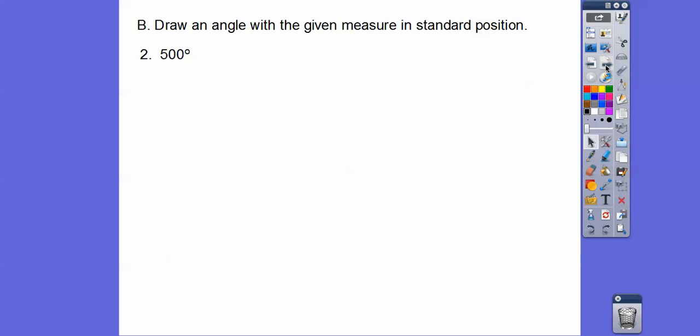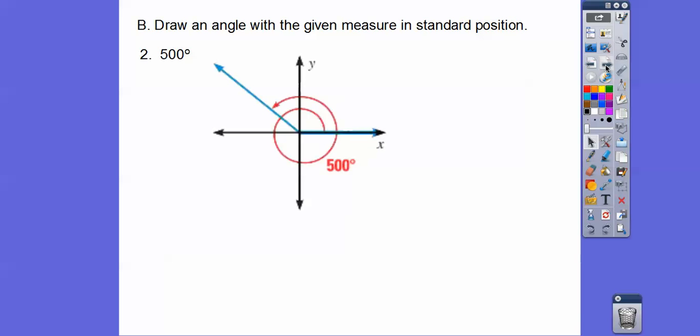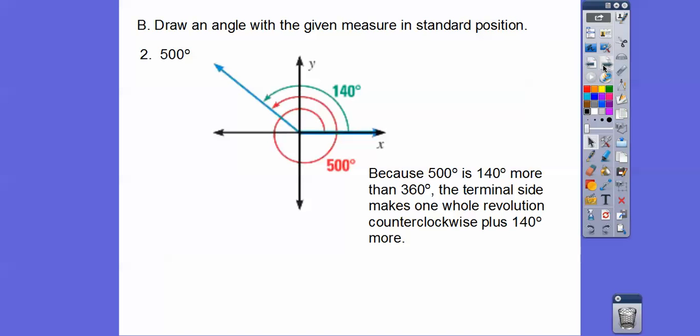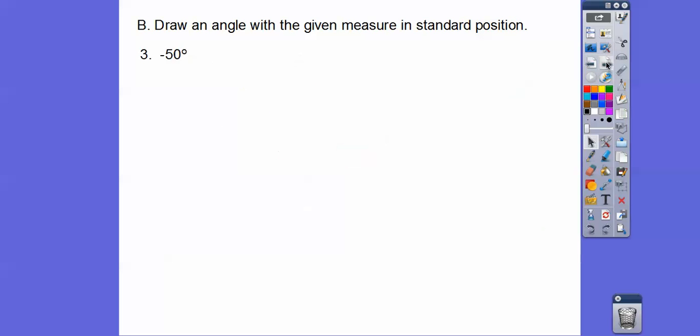Now 500 degrees. Remember, a whole circle is 360, so we're going to go all the way around one complete revolution, and then go an additional 140. That would give us 500 degrees all the way around. Notice it's 140 degrees off the positive x-axis. How much is it off the negative x-axis over here? Well, if this is 140, then this side's going to have to be 40 because it's 180 over there.